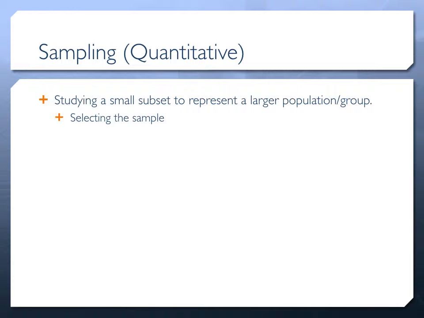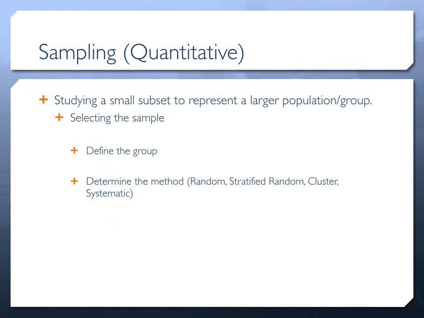So the first thing we do is we select the sample, okay? We have to define the group. The group could be professional cyclists, they could be people with heart disease, they could be type 2 diabetics, they could be obese children. We have to define the group. And then once we define the group, we have to decide how we're going to choose our participants. So let's talk about what that means.